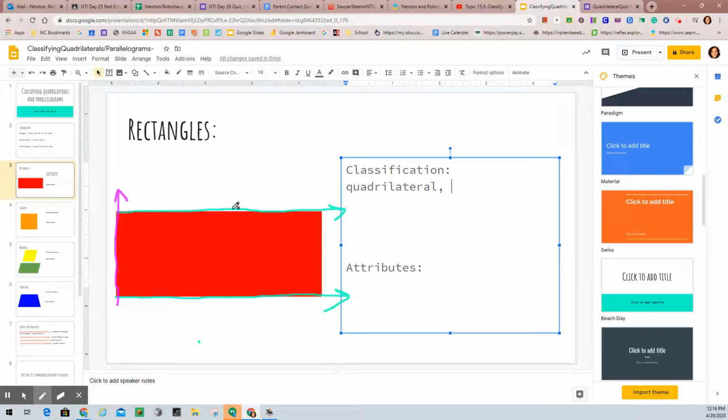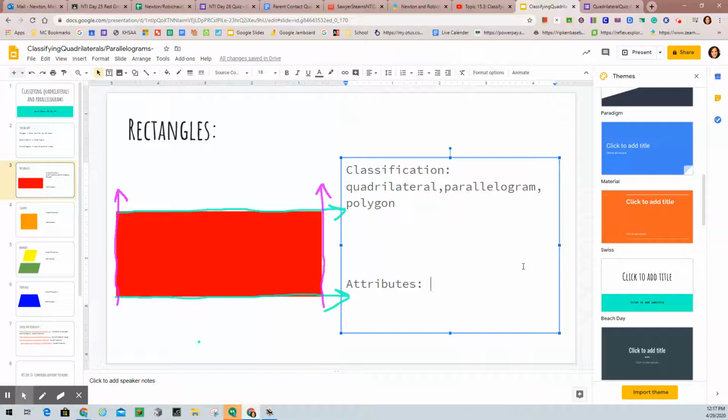Okay, so we had one set of parallel sides here. It's the blue. And then our second set of parallel sides are right here. So it does have two sets of parallel sides, so it is a parallelogram. All right. So it does classify as both of those. And of course, it is a 2D shape that has more than three sides, so it would classify as a polygon.